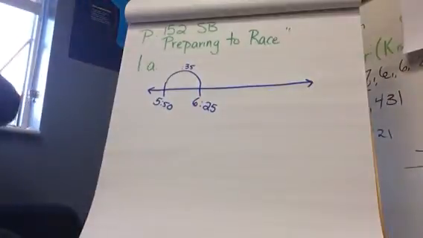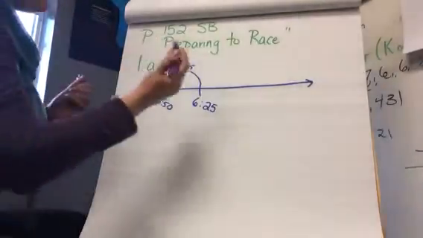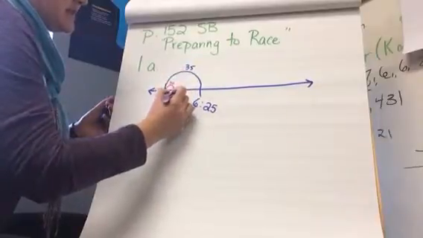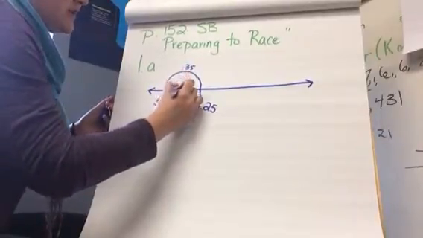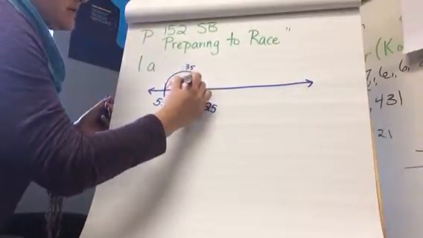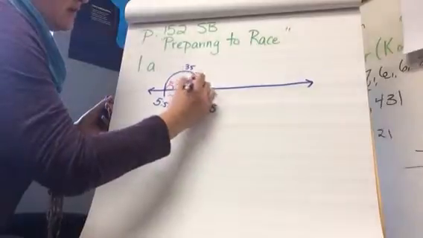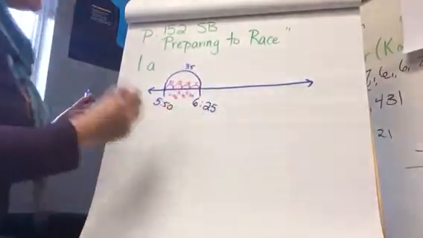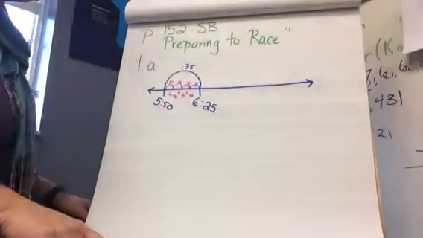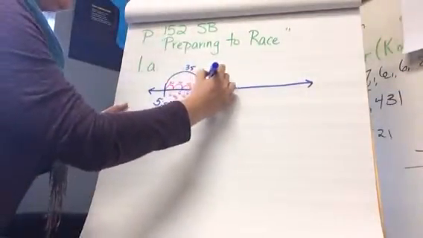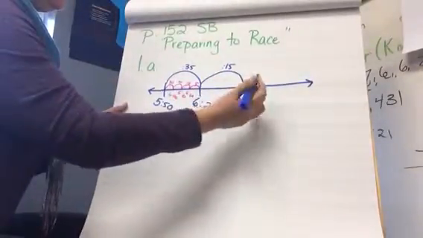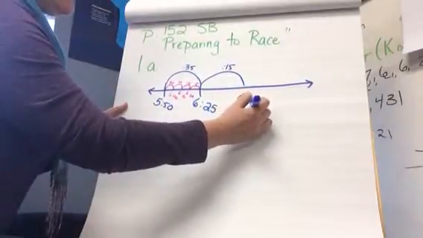I could break this down into smaller chunks. I could say, okay, I'm going to break this into 10 minutes. That would get me to 6 o'clock. Another 10 minutes, get me to 6:10. Another 10 minutes would get me to 6:20. Another 5 minutes would get me to 6:25. Then I know it takes Jacob 15 minutes to drive. So I'm going to jump another 15 minutes. 6:25 plus 15 minutes would get me to 6:40.